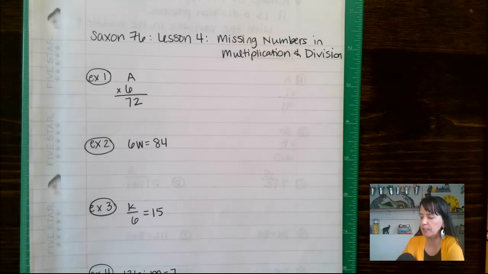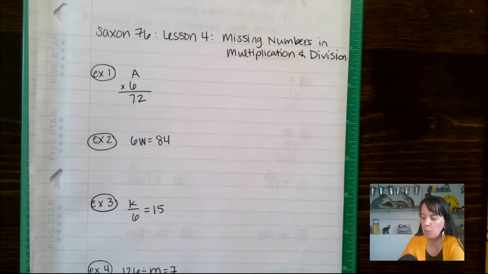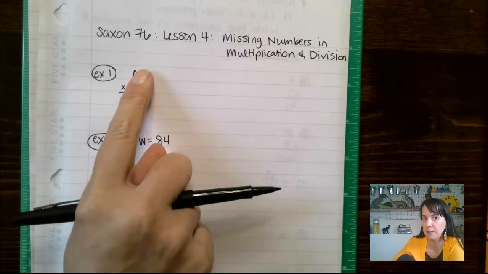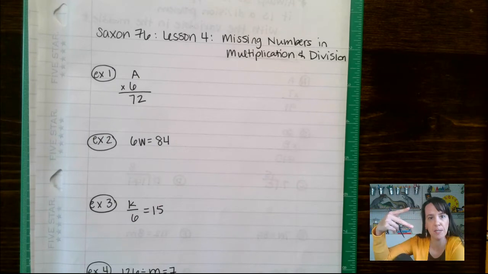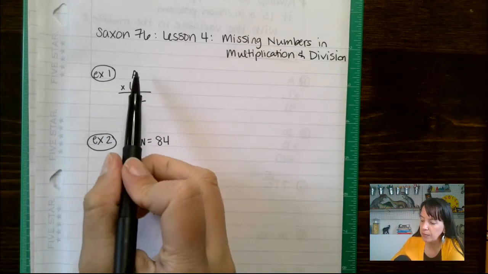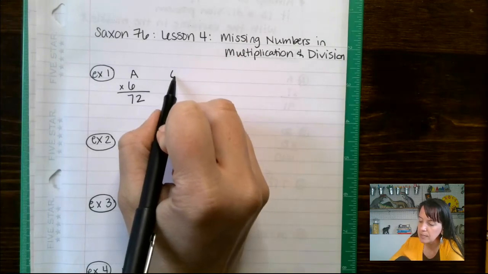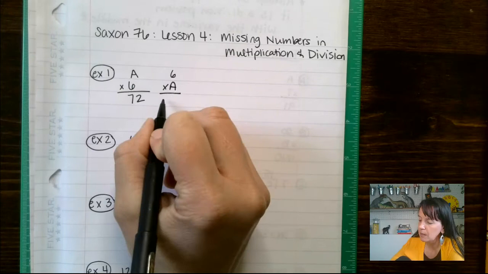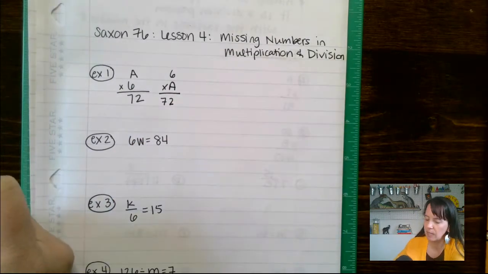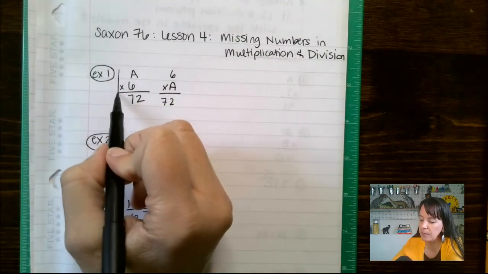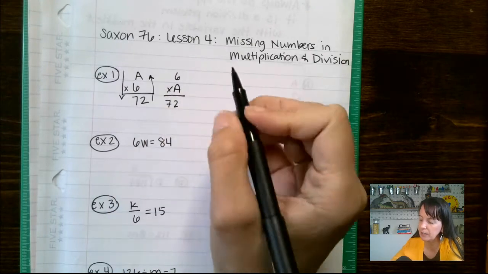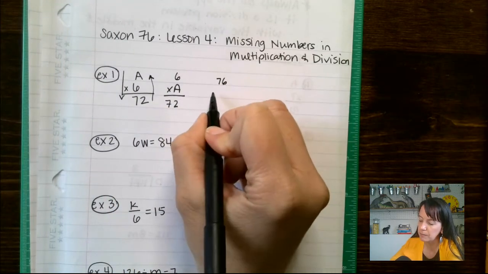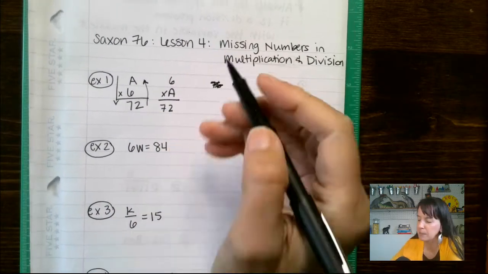Okay, so let's take a look at this first one. Example number 1 says this. Now remember, two lessons ago, in our fact families, on multiplication we can flip the top two. On division we can flip the bottom two. So if I flip these two, I end up with 6 times a equals 72, and that's the commutative property of multiplication. That doesn't really help me. I can't do anything with that. But I've multiplied in this direction, so now I'm going to divide in that direction.